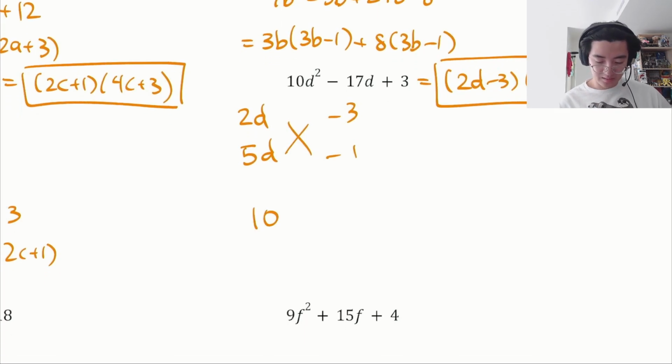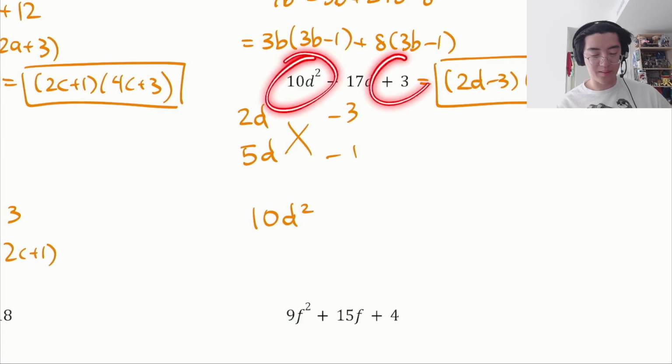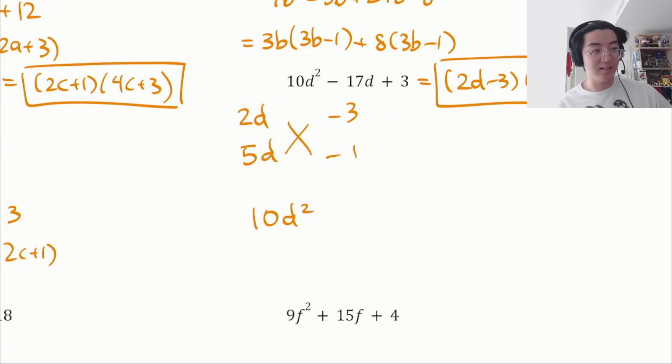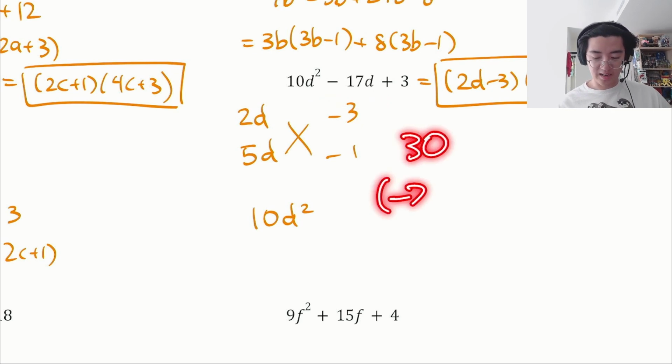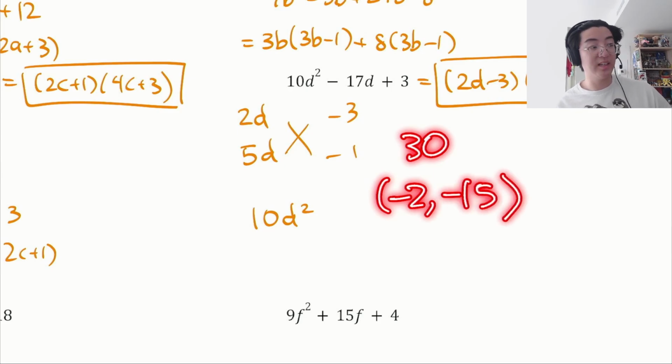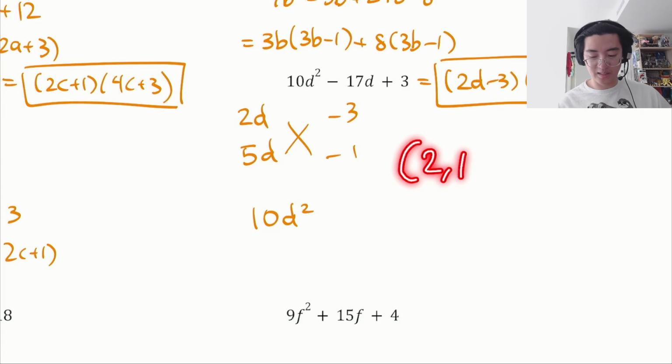Okay, decomposition. Factors of 10 times 3, so 30. Factors of 30 that add up to negative 17. Right? Negative 17, not positive. So we can have negative 2 and negative 15, right? They multiply to positive 30, but add up to negative 17. Right? Make sure it's not positive, right? Those multiply to 30, but add up to positive 17.